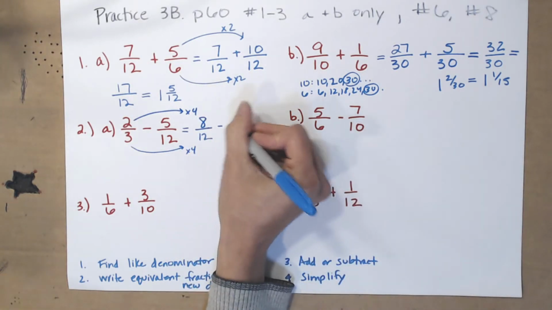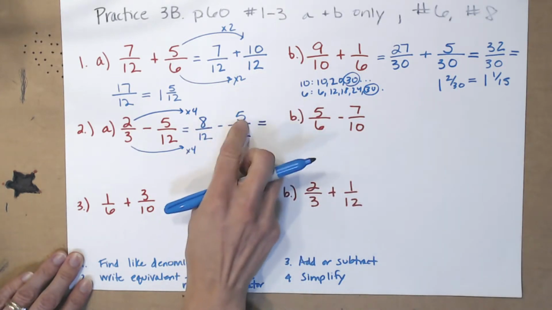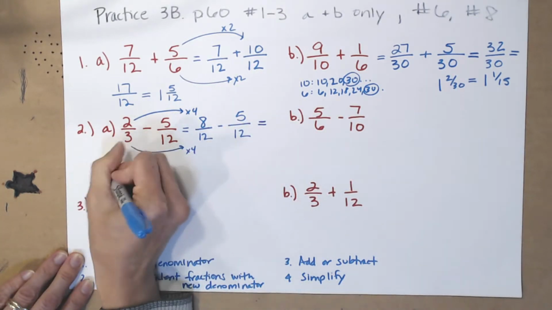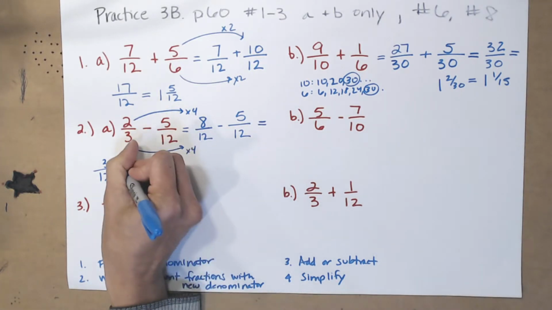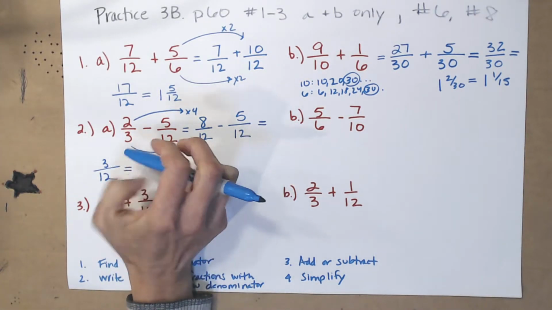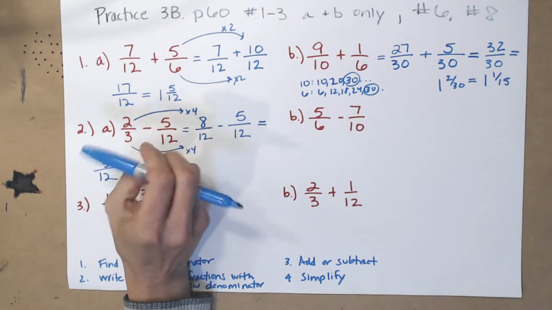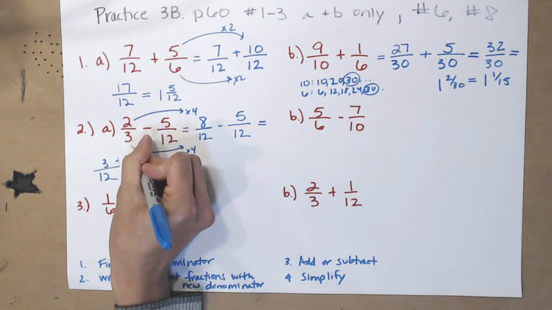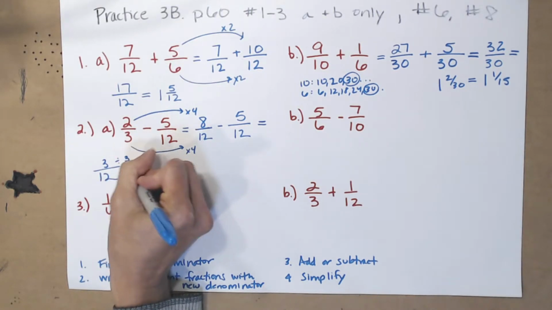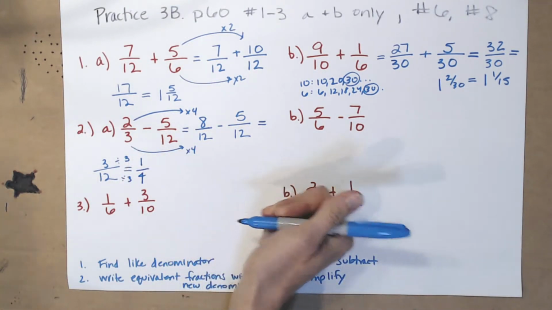So now we have 8/12 minus 5/12. So you just take the 8 minus the 5, and you get 3. Denominator stays the same, and you get 3/12. Now we can simplify this because 3 is a factor of both the numerator and denominator. So divide top and bottom by 3. 3 divided by 3 is 1. 12 divided by 3 is 4, and you get 1/4.